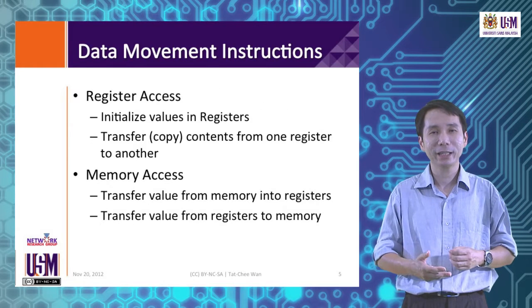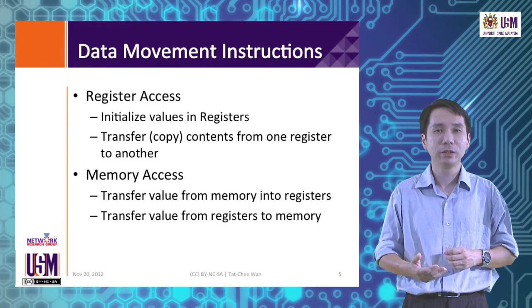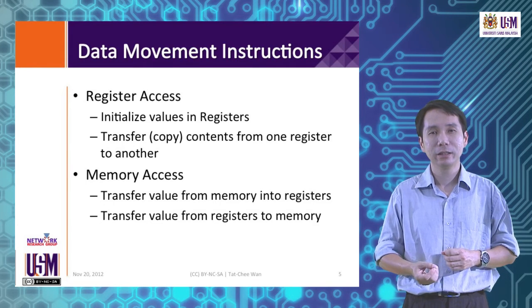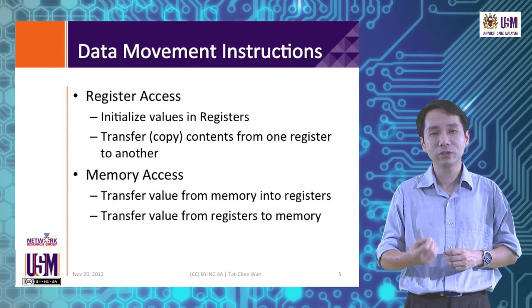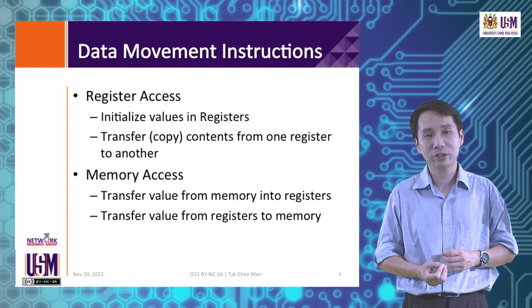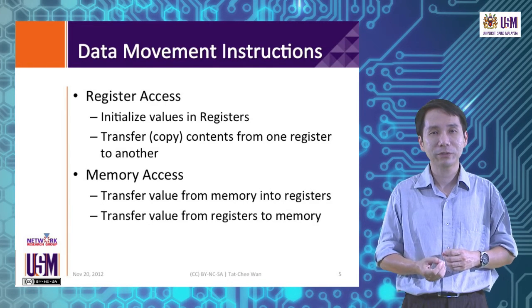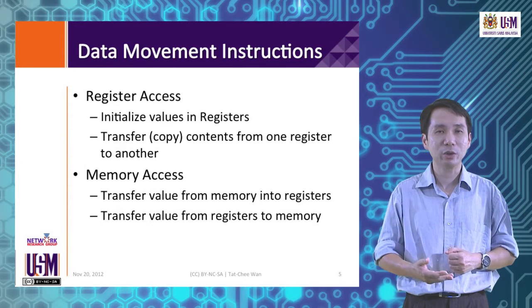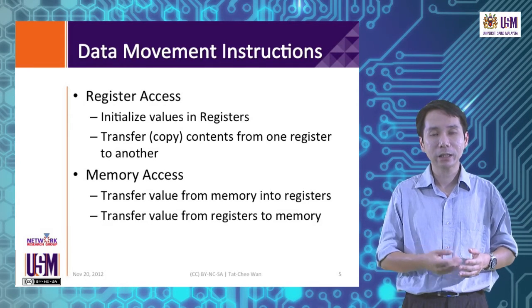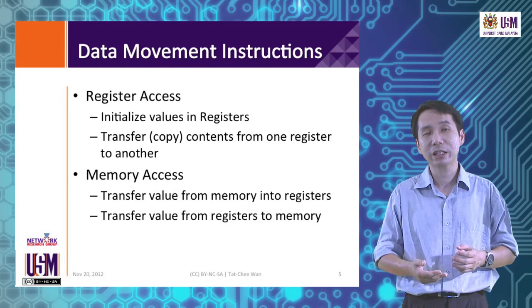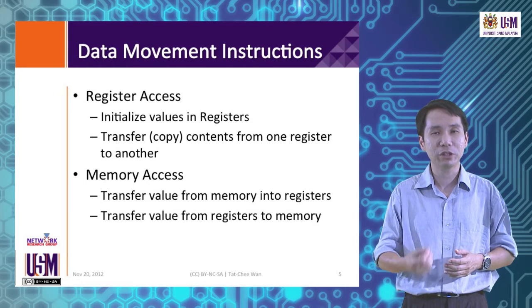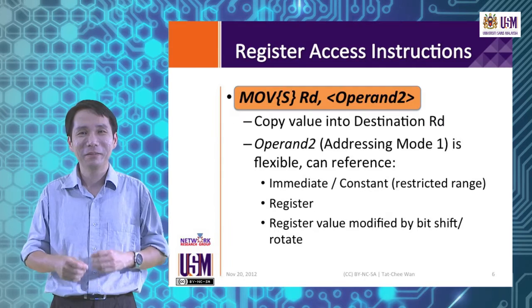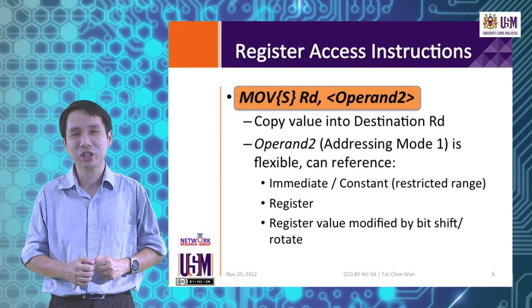We will first look at data movement instructions. The first use of data movement instructions is for register access, with which we can initialize values into registers or transfer, which is actually a copy of contents from one register to another. The second use of data movement instructions is to transfer values from memory into registers or from registers to memory. First, we look at the register access instructions.